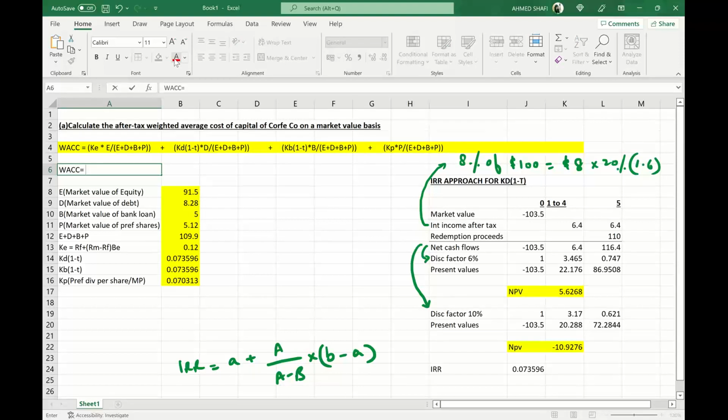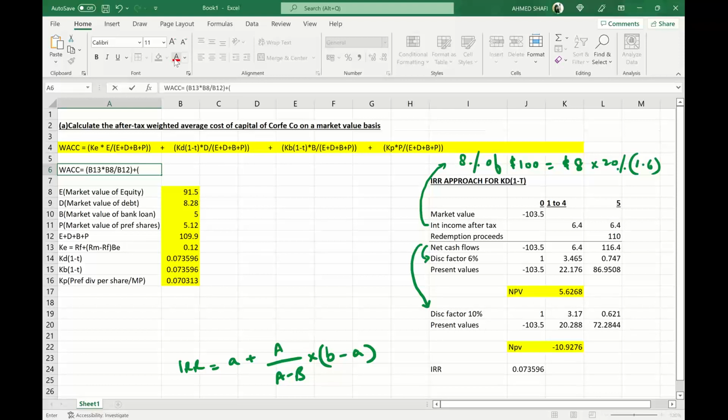WACC is, please pay attention to the formula, bracket open, KE. KE is in cell B13, into E. E is in cell B8 over E plus D plus B plus P. This is in cell B12. First bracket is done: KE B13 into E B8 over all four B12.